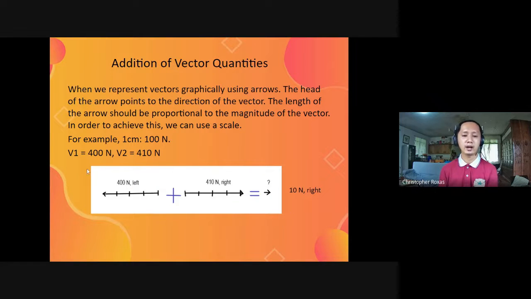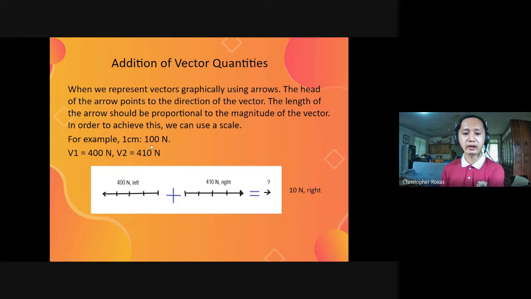So if our two vectors are 400 newtons to the left and 410 newtons to the right, we can represent them graphically, as shown in this diagram. You have the 400 newtons to the left, and we add 410 newtons to the right. What will be the resultant, or the sum, of these two vectors? We draw the two vectors using a ruler.